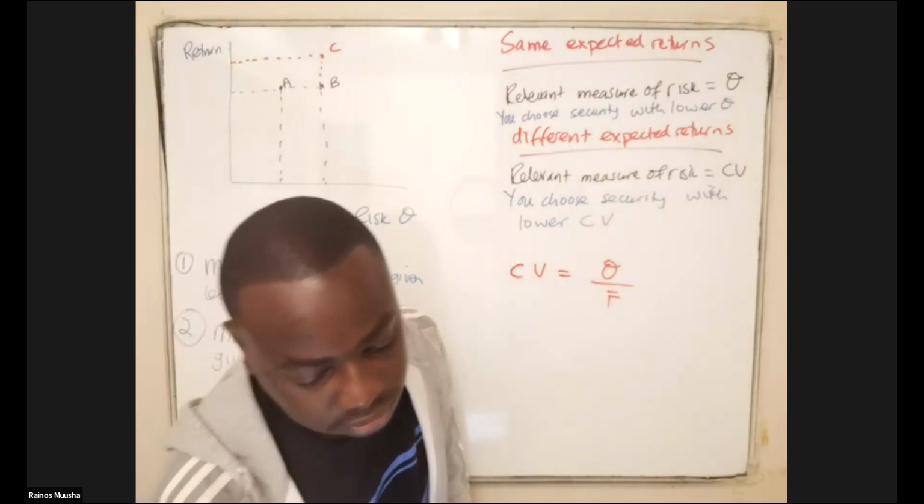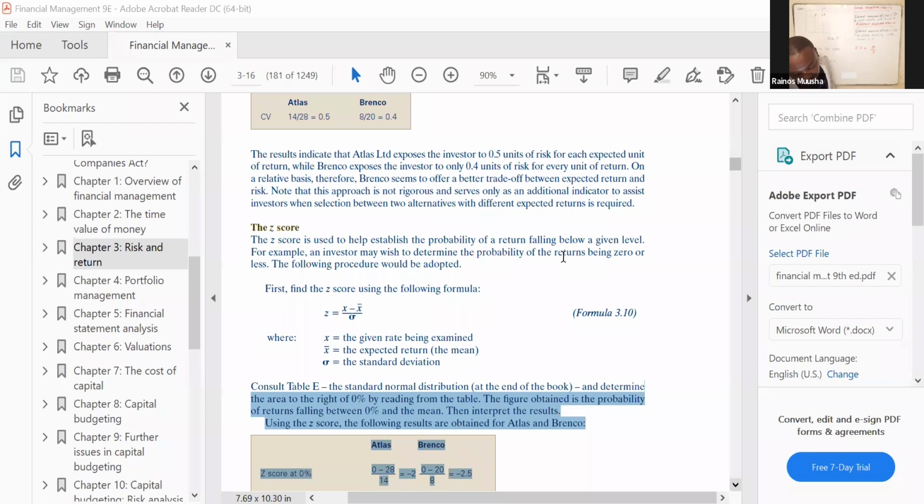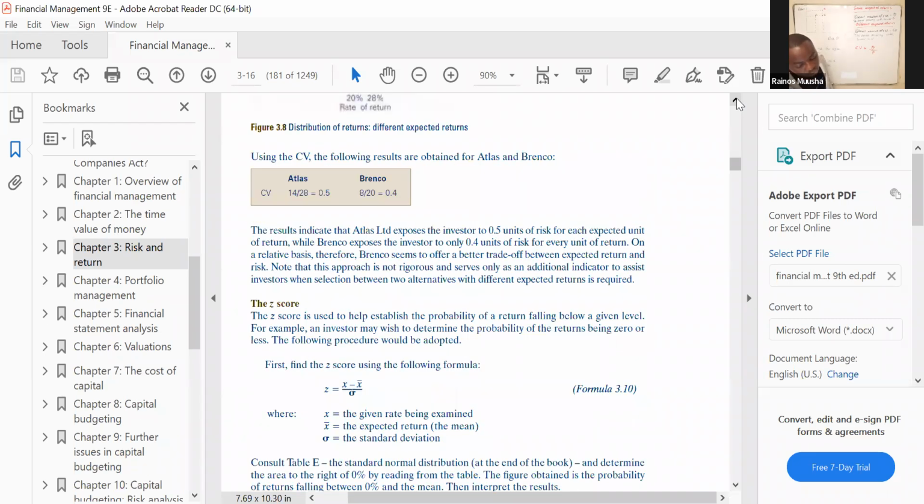Are there any questions when it comes to the use of the standard deviation and the use of the coefficient of variation? Any questions?